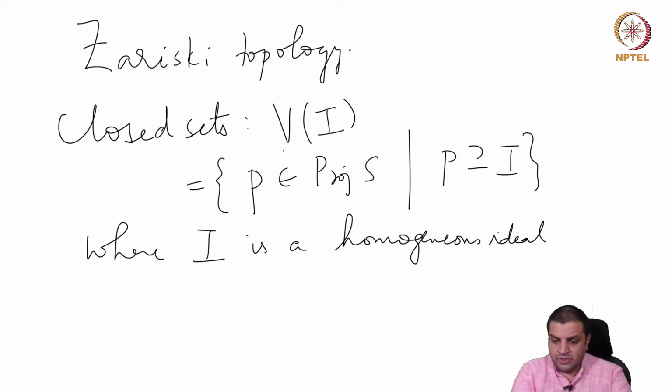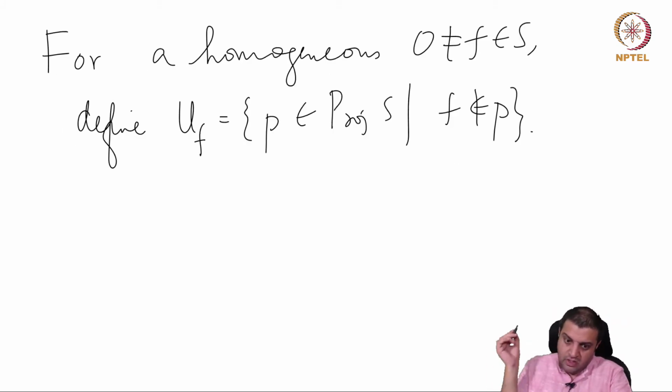Closed sets. Here is some abusive notation, as I don't want to introduce new notation just for this one. When we write V of I, where I is a homogeneous ideal of S, we look at the elements P in Proj S, meaning homogeneous prime ideals not equal to the maximal ideal, that contain I. All the ideals on this page are homogeneous, and P is a prime ideal not equal to the homogeneous maximal ideal. This is the Zariski topology.